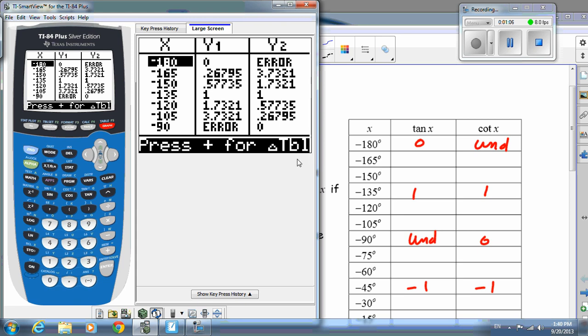Instead of copying all the values, personally, I decided to write just the ones that are whole values, such as at negative 180 I have 0, and where it says error you put undefined instead of error. At negative 90, for example, I have an undefined and a 0, 1 and 1 at negative 135, and so on. So for the sake of time, I will let you complete this on your own.